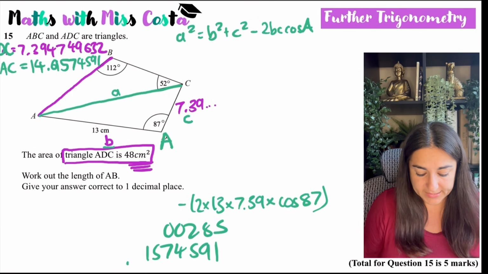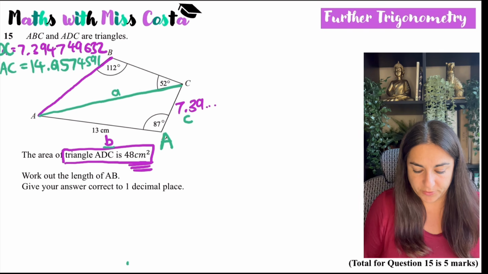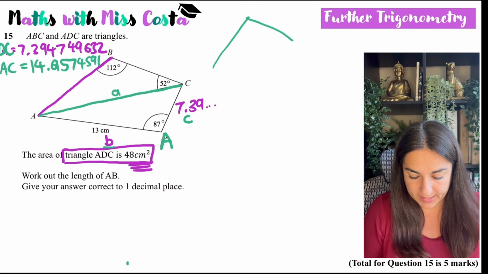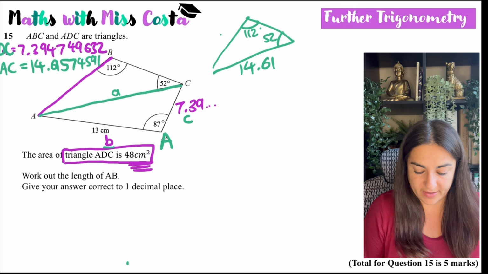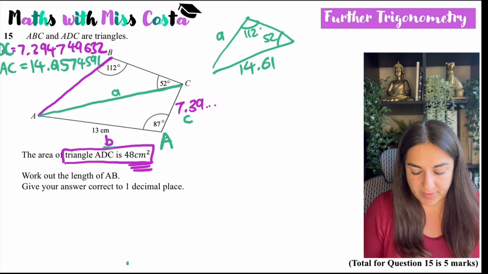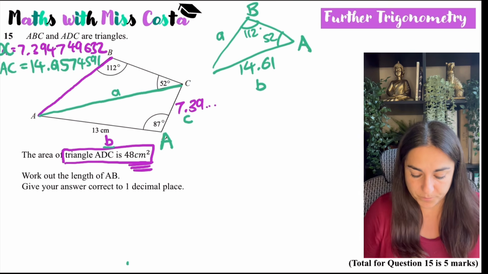Okay, so what we can do is think about this triangle here. We've got 14.61. We've got an angle here, and I'm trying to work out this side here. So let's label that a. This could be big A, this could be b, and this could be big B. So I'm then going to be able to use the sine rule.